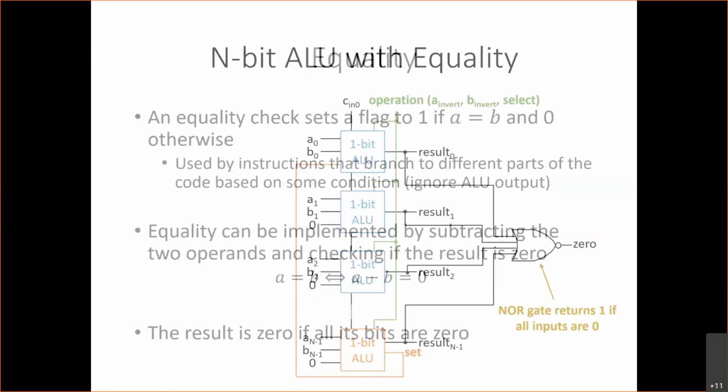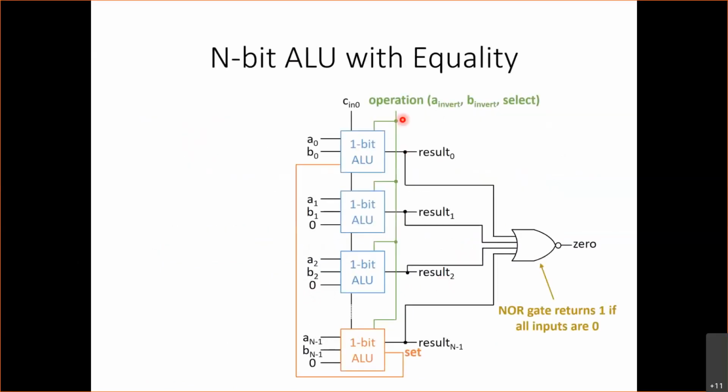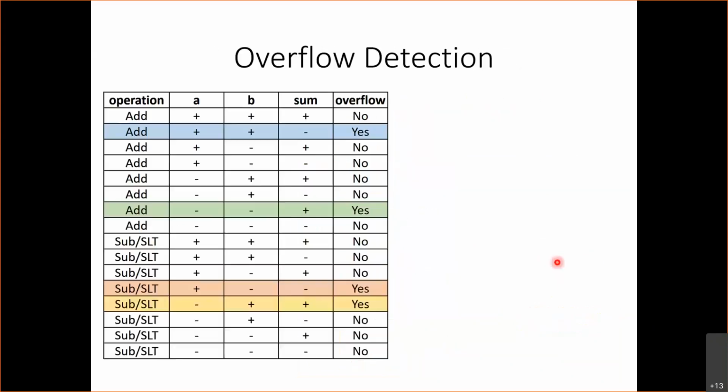And the way we did that is by using subtraction to get A minus B, and then taking the result of the subtraction and passing that through a NOR gate. If all the bits were 0, then the NOR gate will return 1. If any of the bits were not 0, then the NOR gate will return 0. And this is how we implemented equality.